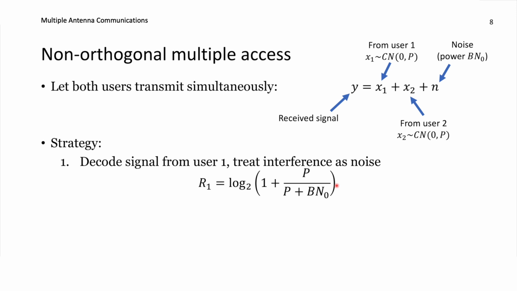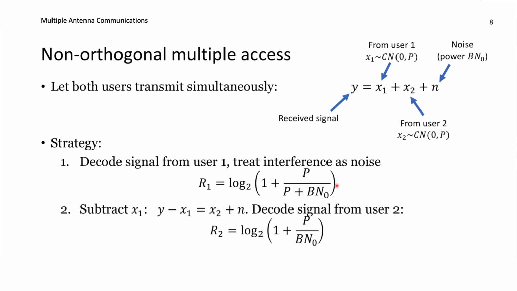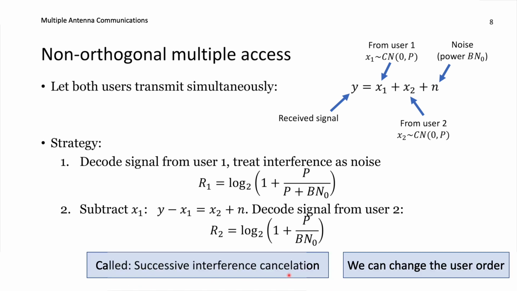Then, after the base station has decoded this signal, it knows what X1 is. Therefore, it can subtract X1 from the received signal Y. What's left then is X2 plus N, so this is just a signal in noise. Then we can decode this signal from user 2 without interference. So R2 is log 2 of 1 plus the SNR, power P divided by the noise power. So this is one strategy that we can apply. This is called successive interference cancellation, because we first decode one signal, then we subtract that signal, and then we decode the next one in a successive manner, and if we have more than two users we can continue like this.